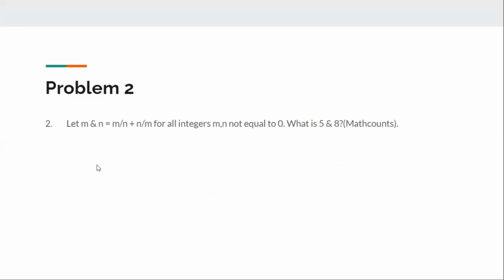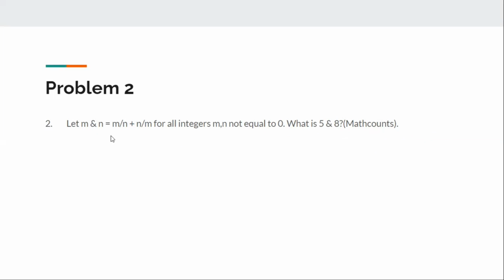Okay, this is a MathCounts problem. It says let m star n equal m over n plus n over m for all integers m, n not equal to 0. What is 5 star 8? It's from MathCounts, this symbol.